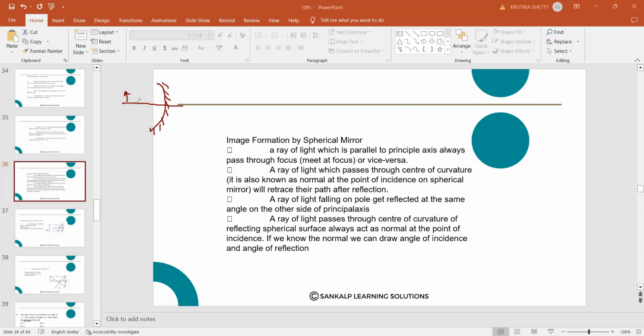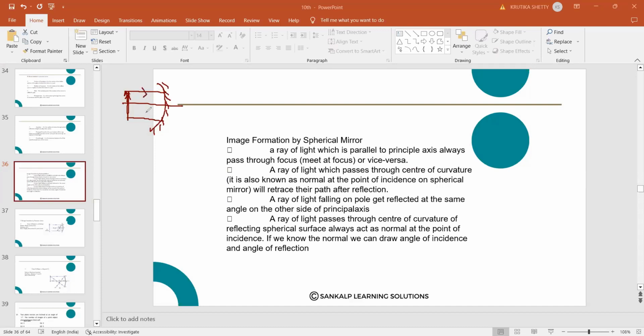Now, when a ray of light is parallel to the principal axis, see, this is one ray of light which is parallel to the principal axis. I'll take a big object here. This is one more ray which is parallel to the principal axis. I am just taking 2 here for your understanding. So consider the rays which are parallel to the principal axis.